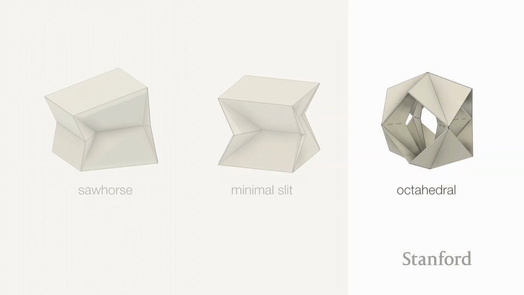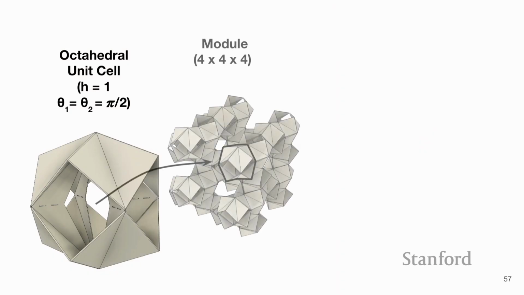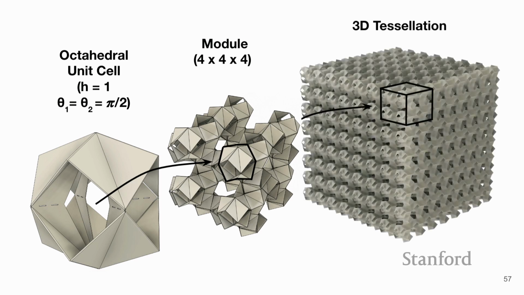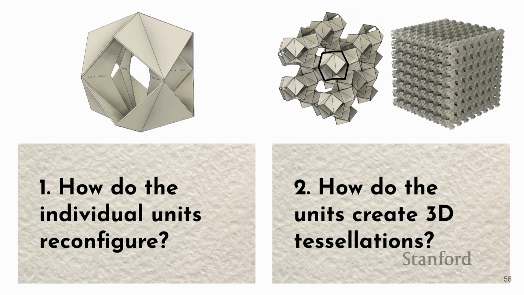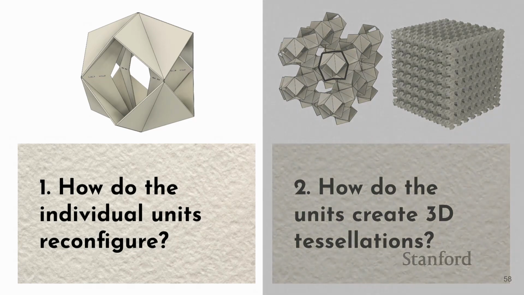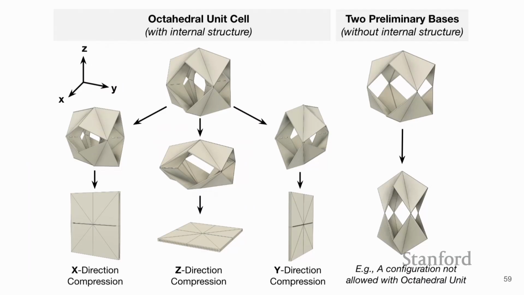And finally, I'll talk about what happens when you combine multiple of these blocks together. One of the great examples of this is the octahedral unit cell, because that is the one that has multiple equal ways of reconfiguration, and it also has a stiffness to it that prevents you from collapsing it entirely. So we want to know how the individual units reconfigure, and then also how they create tessellations together. In terms of how they individually reconfigure, there's basically 3 pathways.